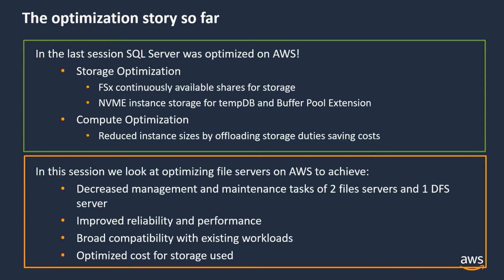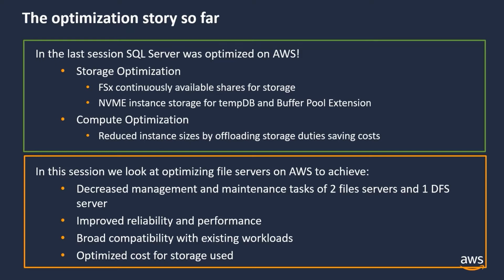So let's talk about the optimization story so far. In part 3, we talked about how SQL Server was optimized on AWS. This was done in two ways. One is that we used Amazon FSx continuously available shares to store our databases and logs, taking away the management layer of the storage subsystem. Additionally, we use NVMe instance storage for the temporary database and buffer pool extensions so that we could reduce our compute size for the instances.